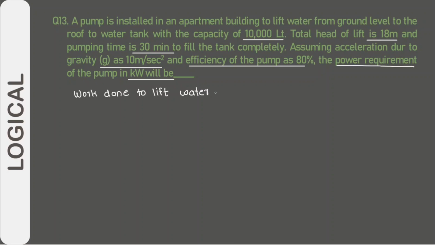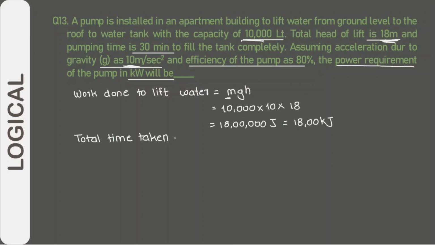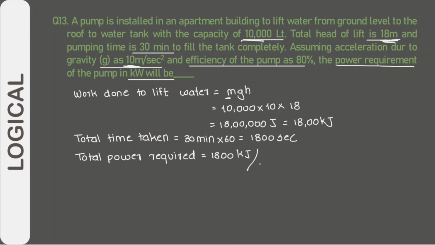So the work done to lift water is mgh, where m is 10,000, into g is 10, into height is 18. So work done is 1800 kilojoules. The time taken is 30 minutes into 60, which is equal to 1800 seconds. So the total power required will be 1 kilojoule per second, which is equal to 1 kilowatt.